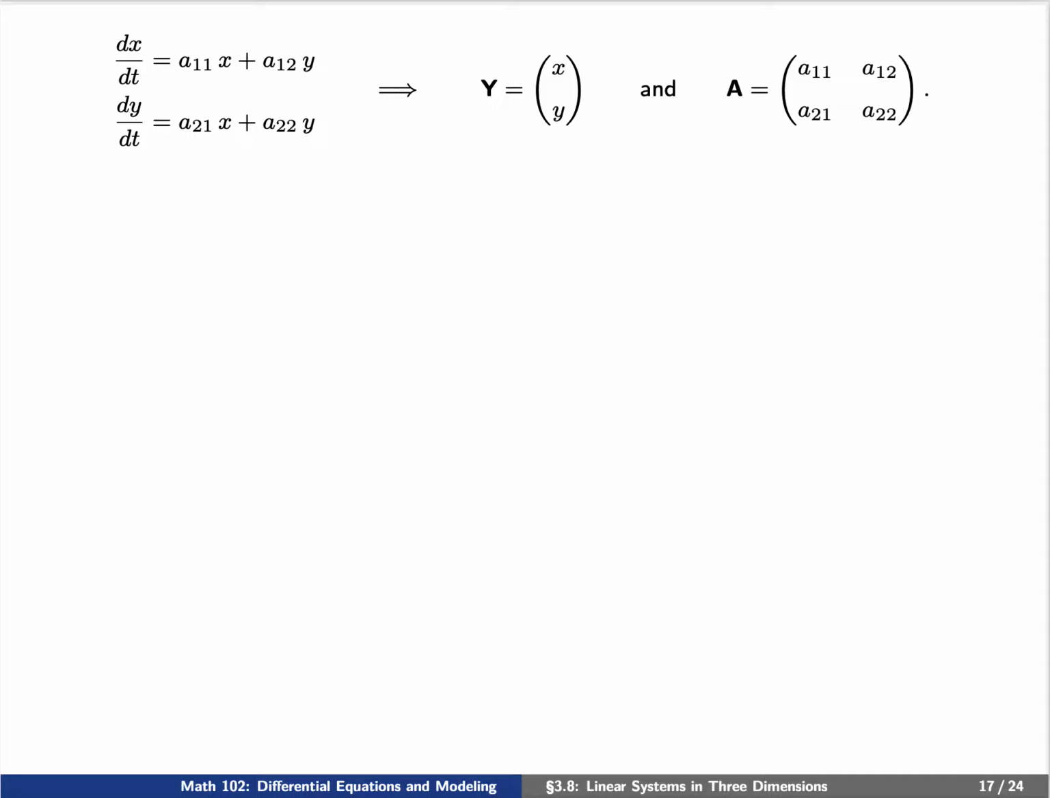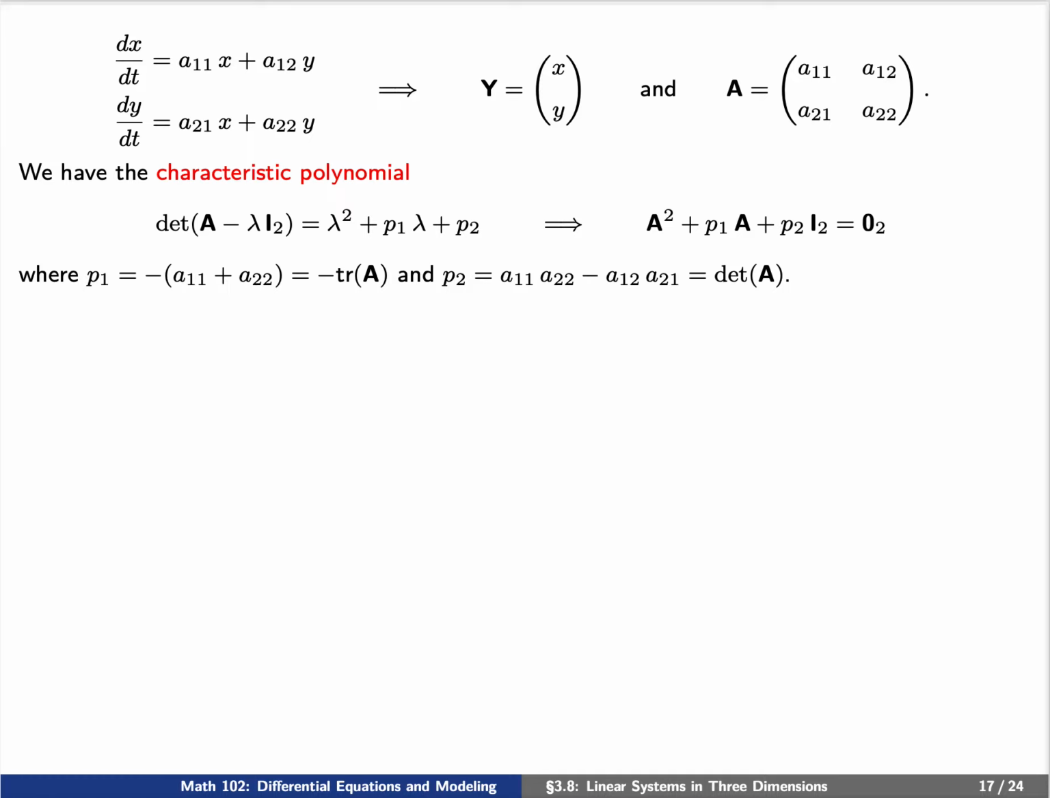We know that we can express this in terms of a 2 by 2 matrix A. In this case, we'll express this as A11, A12, A21, A22. We've seen before that this matrix has the characteristic polynomial lambda squared plus p sub 1 times lambda plus p sub 2, where p sub 1 is negative the trace of our matrix A, and p sub 2 is the determinant of our matrix A. I'd like to also point out that this matrix A satisfies this curious matrix identity: A squared plus the constant p sub 1 times A plus the constant p sub 2 times the 2 by 2 identity matrix I sub 2 equals the 2 by 2 zero matrix.